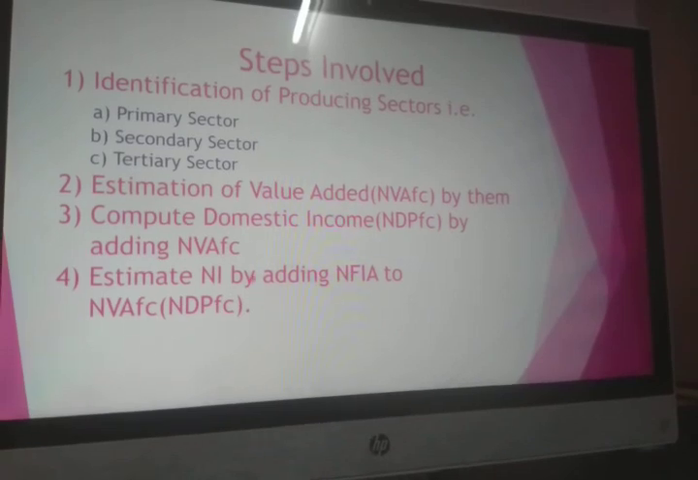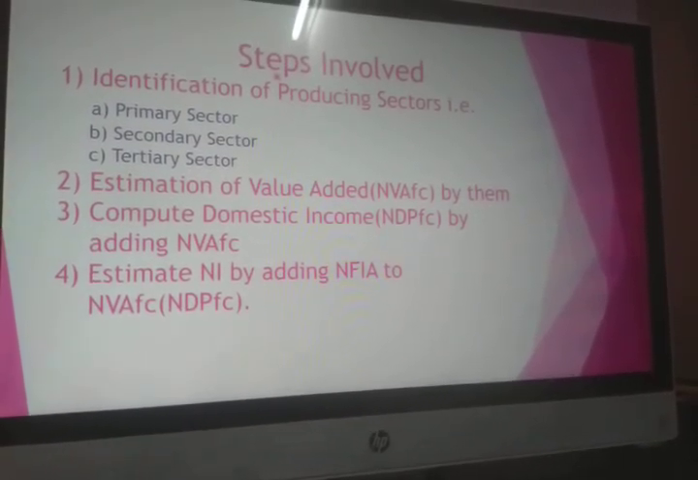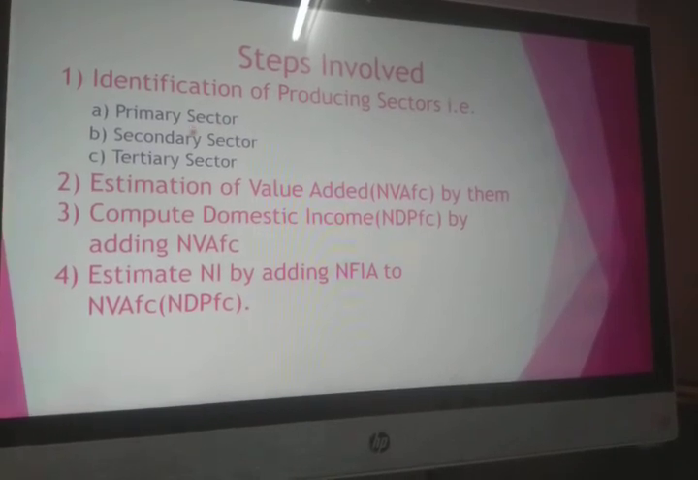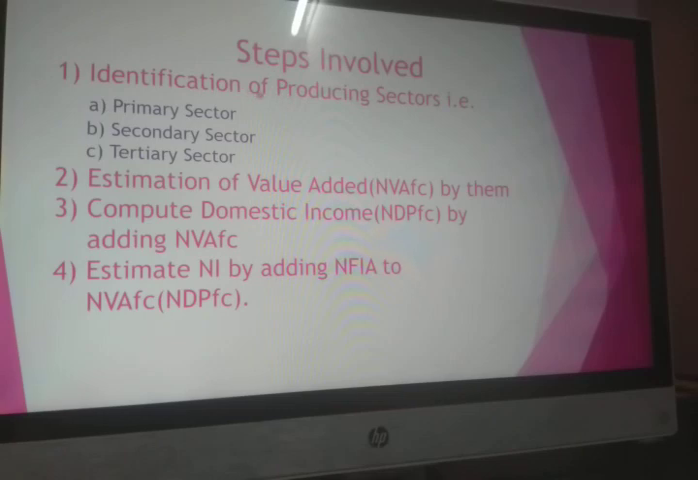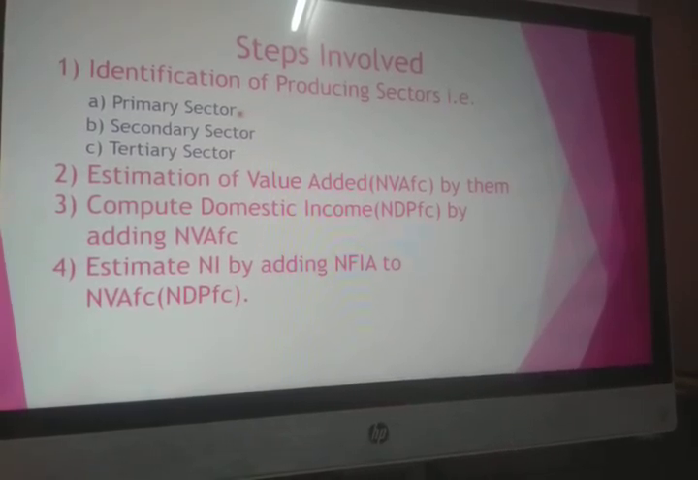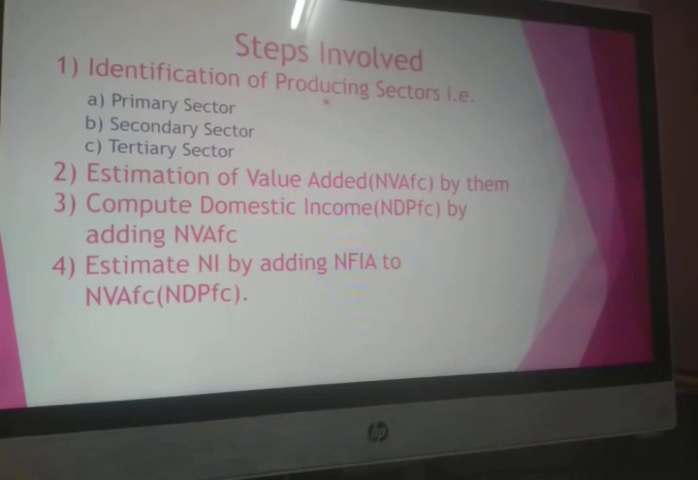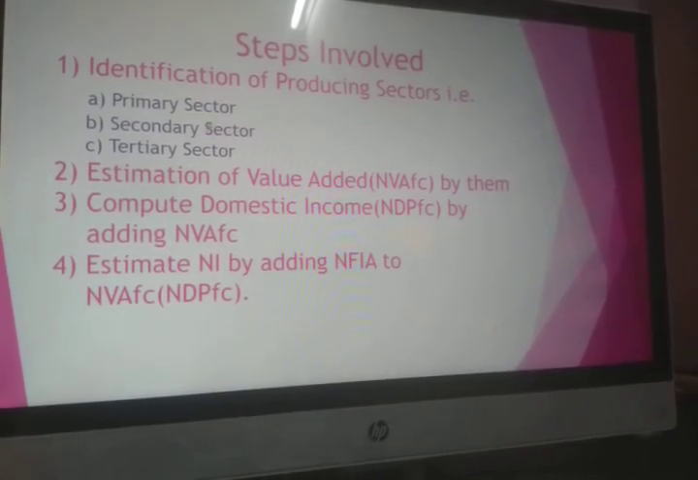Now, let us see the various steps involved in calculation of national income, or you can say the product method. First is identification of producing sectors. So first thing we have to do in this method is identify the various producing sectors. Which are the various producing sectors? So we have got three sectors here.